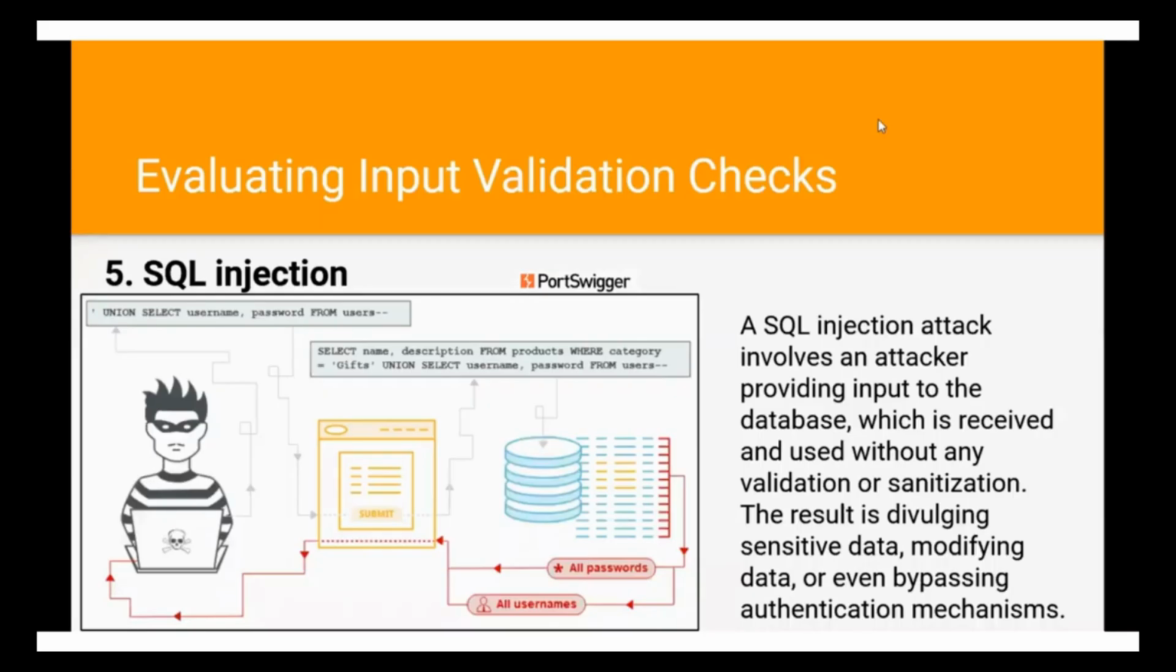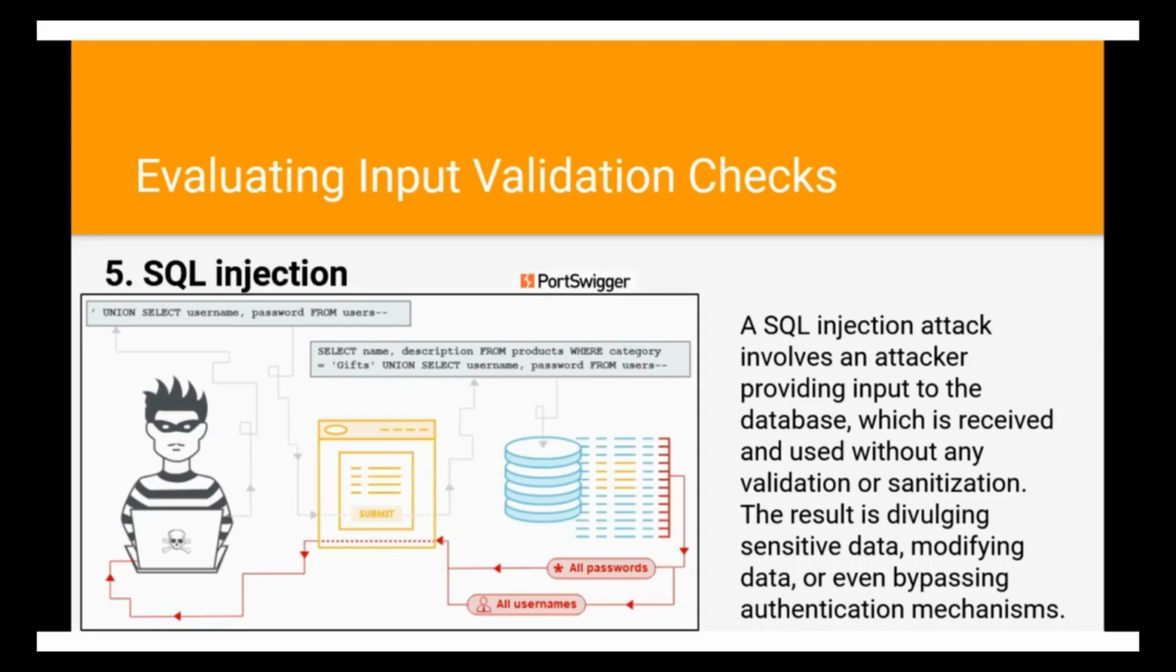Now the fifth one is SQL injection, in evaluating the input validation check. I have this image sourced from PortSwigger, and there are a lot of different types of SQL injection available, but we are understanding the basics. SQL injection involves the attacker providing input to the database which is received and used without any validation or sanitization. The result is revealing sensitive data, modifying data, or even bypassing the authentication mechanism.